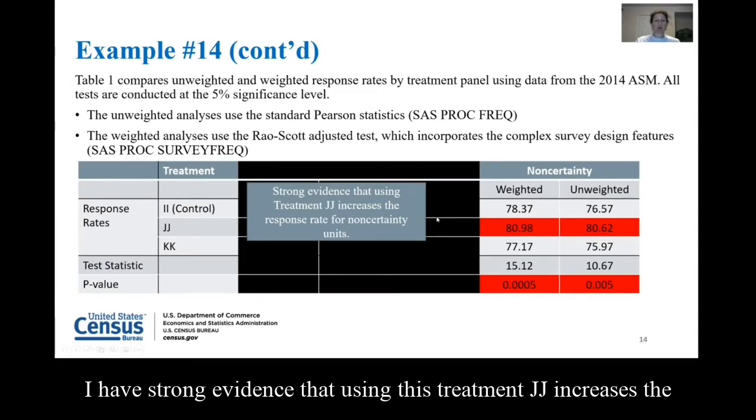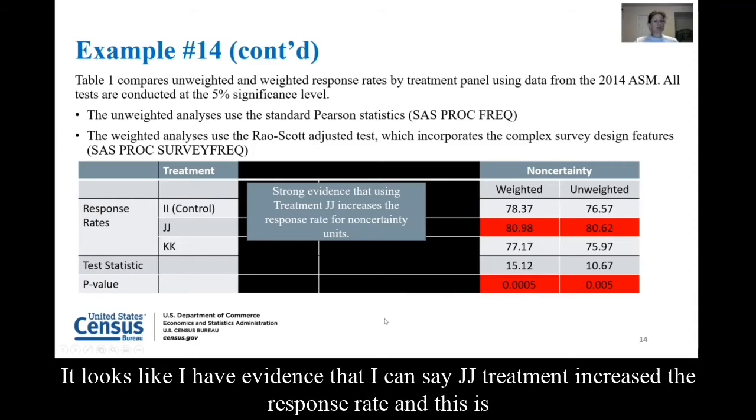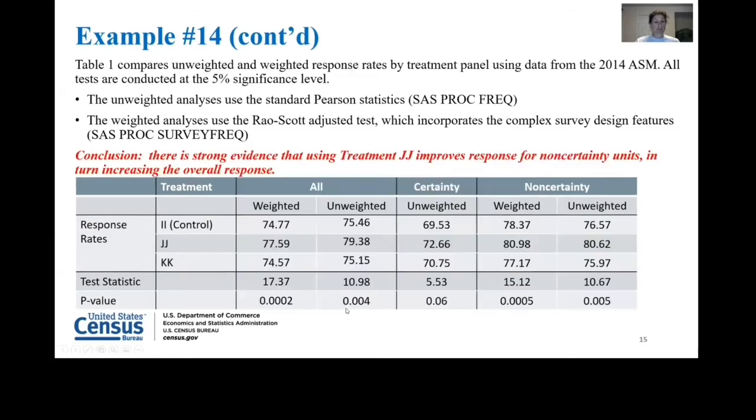I have strong evidence that using this treatment JJ increases the response rates. In these small test statistics, these two response rates are clearly larger. So this is kind of exciting. It looks like I have evidence that I can say treatment JJ increased the response rate, and this is likely due to an increase in response rate for the non-certainty units.